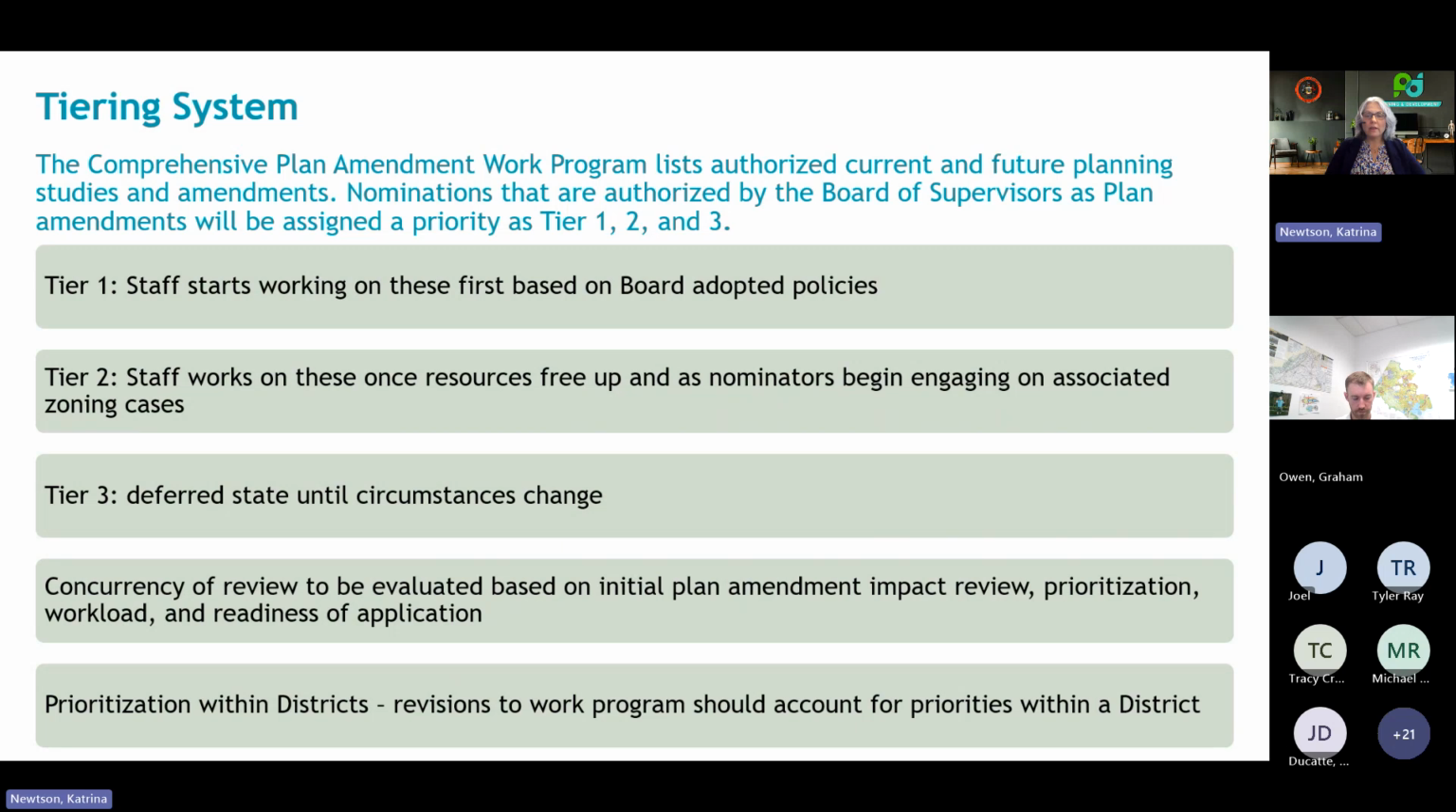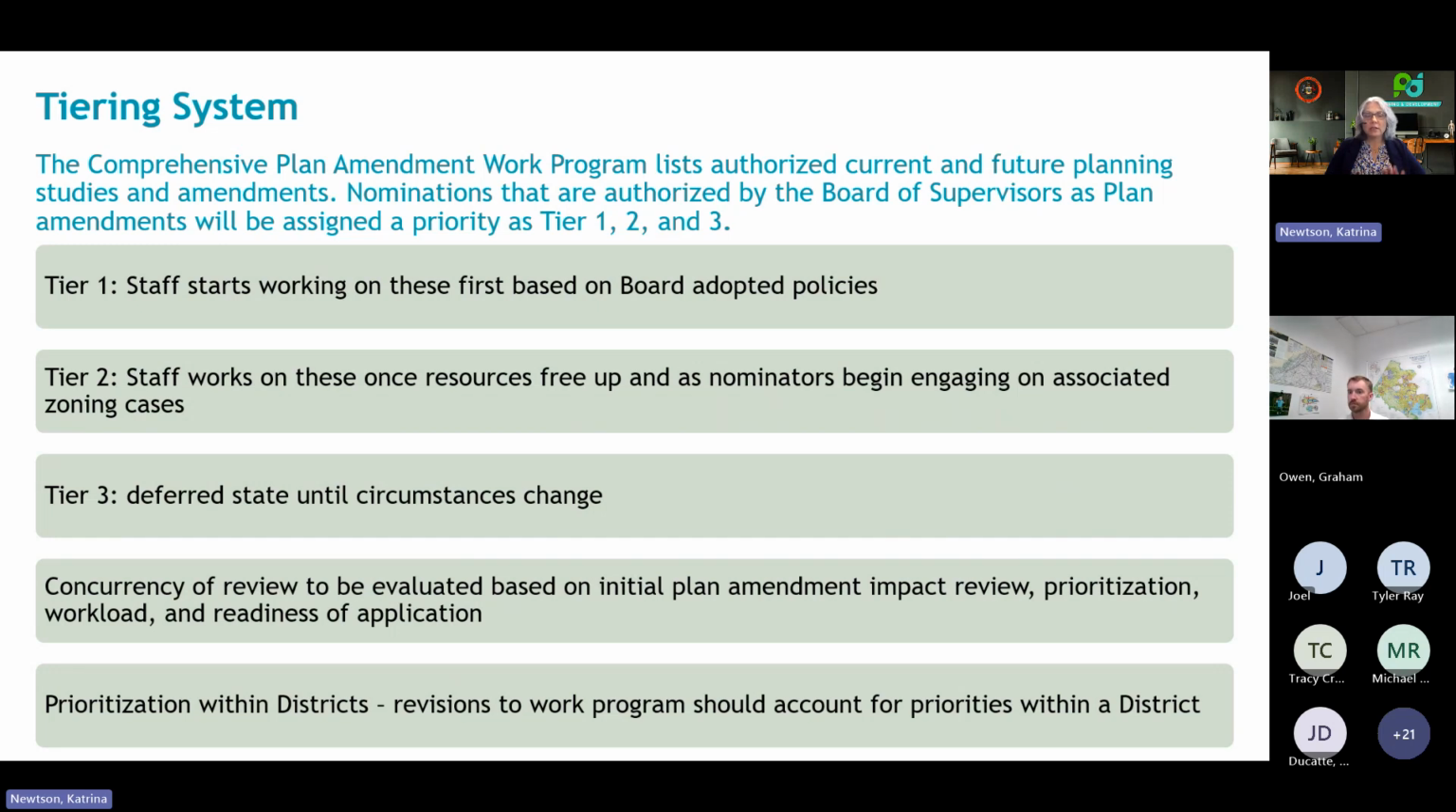So after all the nominations are received, they will be prioritized into one of 3 tiers. For nominations that are concurrent with the rezoning applications, concurrency will be evaluated based on initial plan amendment impact review, prioritization, workload, and readiness of application.